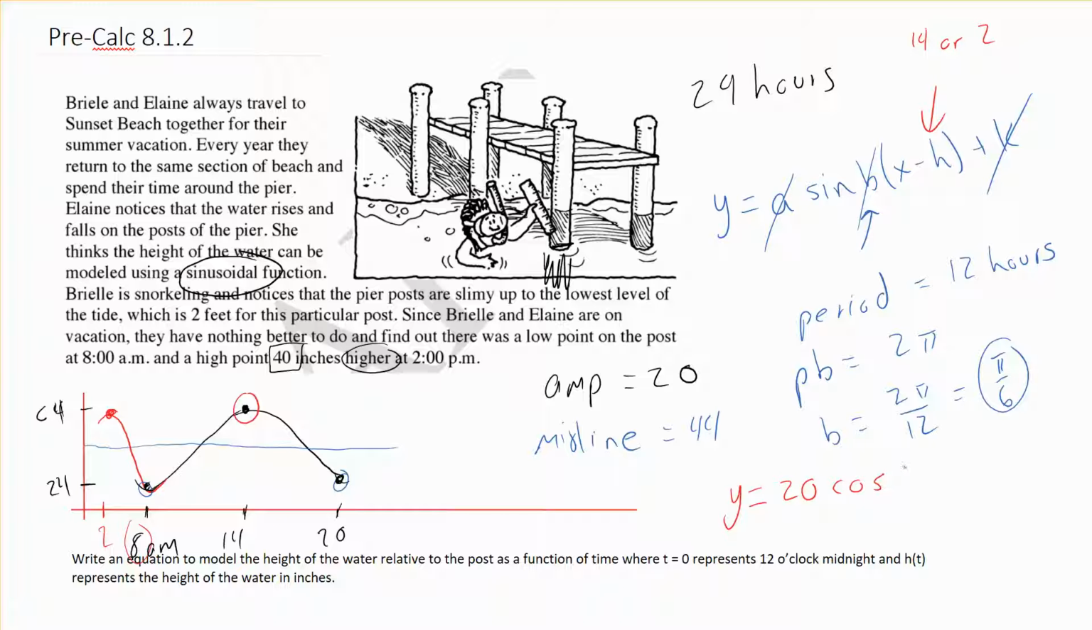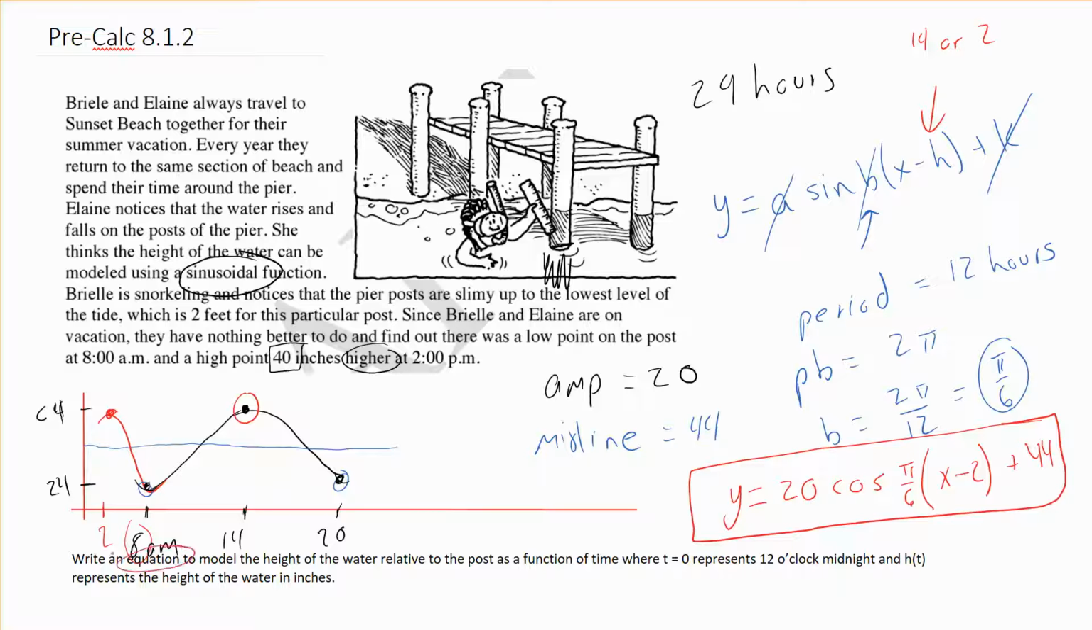And I like cosine because I've got that high value at 2. Cosine, and then we are going to put our b value, pi over 6, right here in front. X minus 2 plus our midline of 44. So that is our equation to model the height of the water relative to the post. I like it.